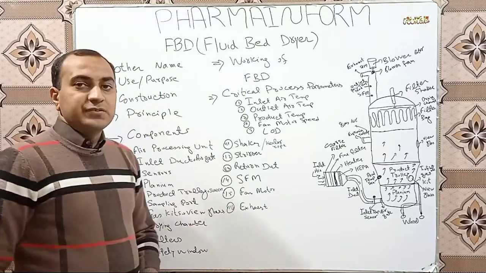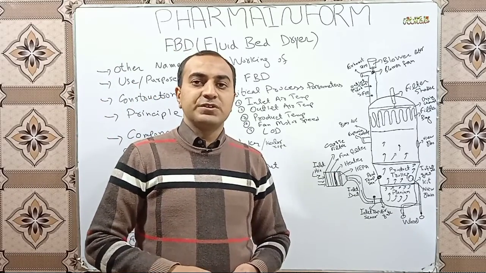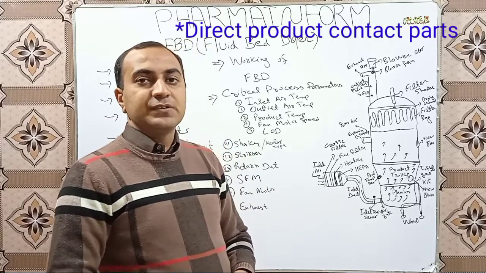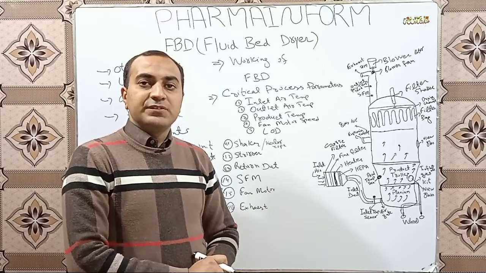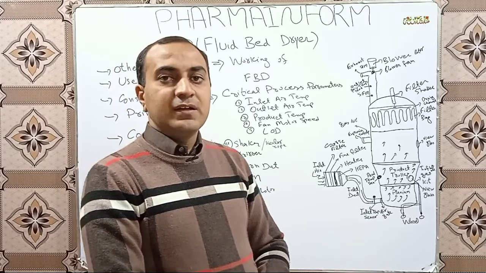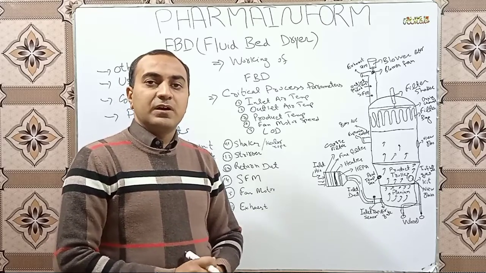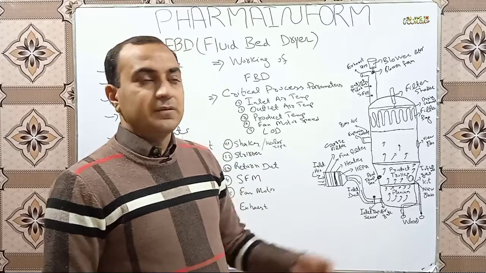So what is the construction of FBD? FBD is basically made of stainless steel. The product parts are made of 316L SS, or stainless steel 316L grade, and those parts which are not in direct contact with the product are made of 304L SS grade.